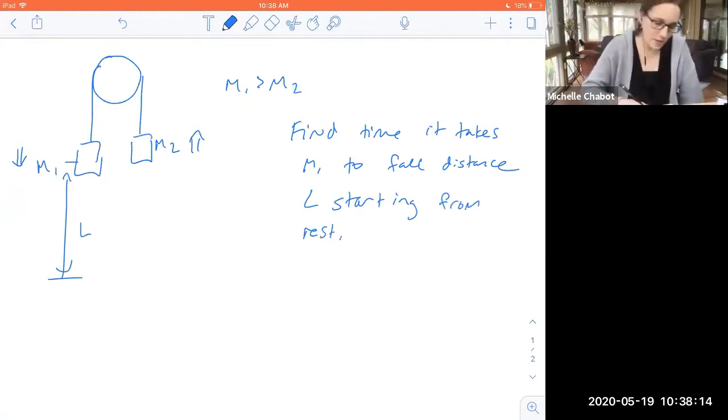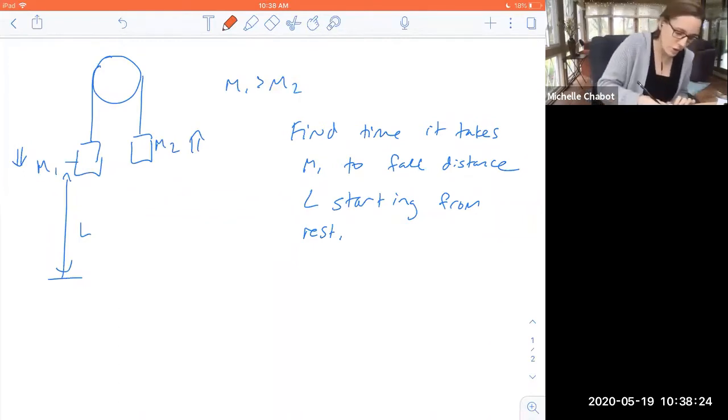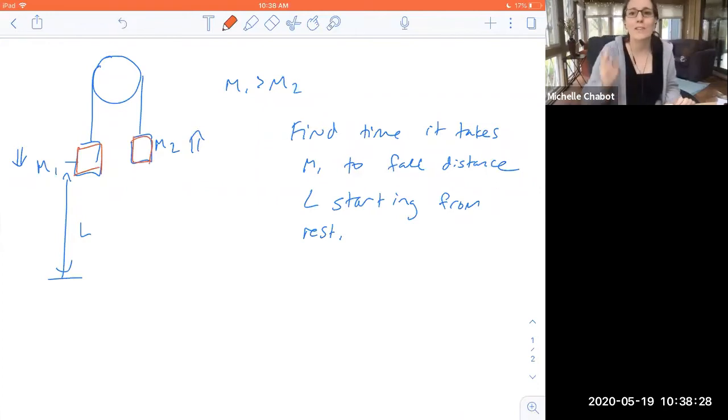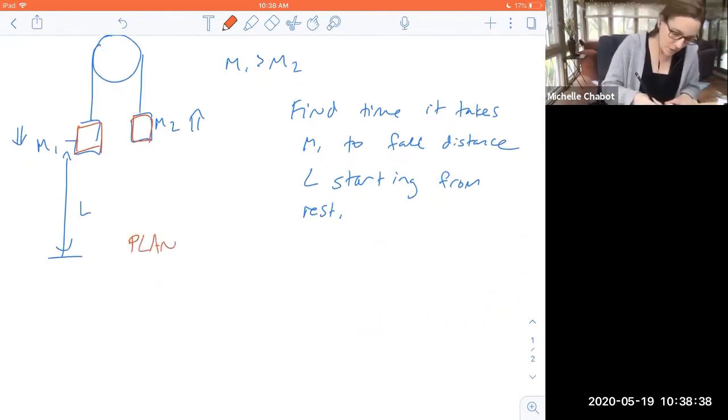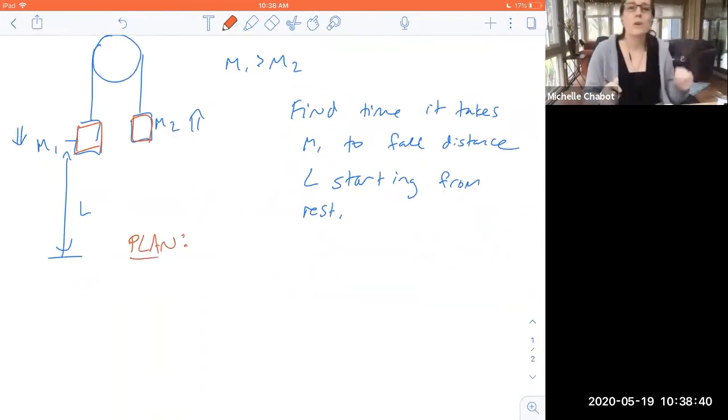So if you were going to solve this problem, hopefully you can recognize that, okay, you have two masses and a pulley. You're going to have to use Newton's second law, write an equation of motion for each object. So you'll have an equation of motion for M1, you'll have an equation of motion for M2. You would solve that and then use that as part of your solution. But the question is, how do you want to phrase this plan? When you write a good plan, you can always have the same phrasing.